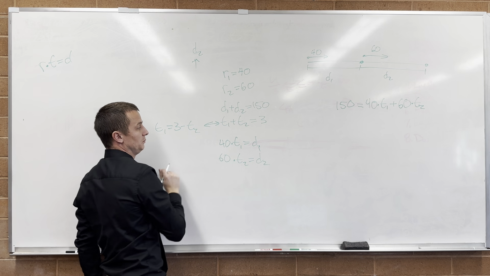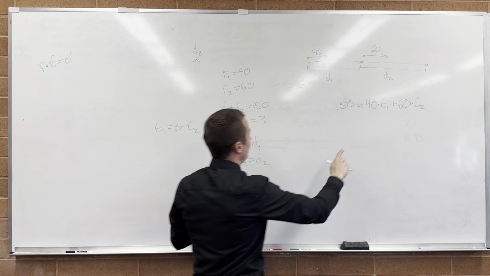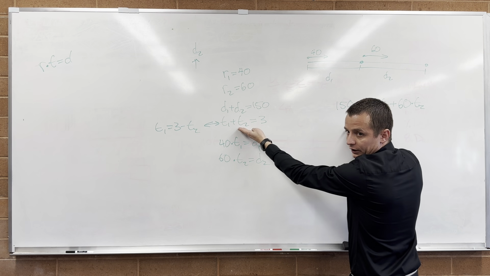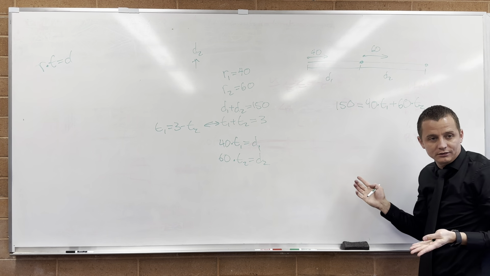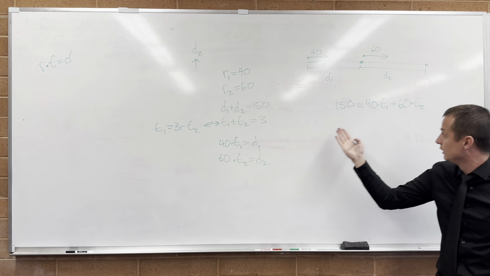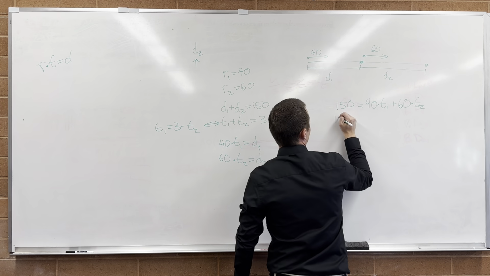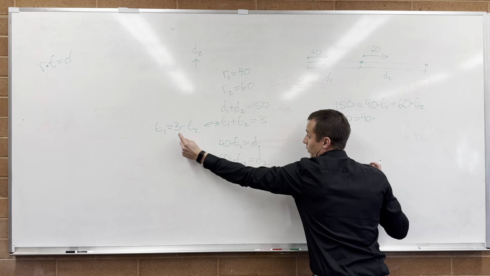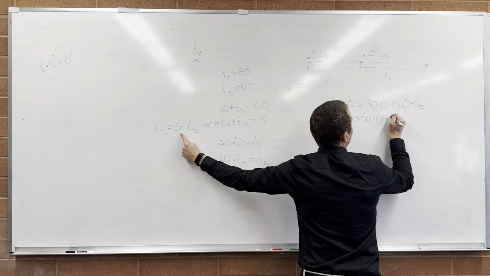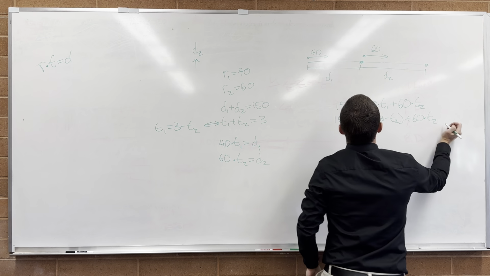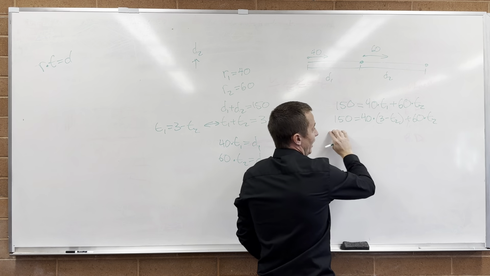These two equations say the same thing, right? Look, right here I have two equations, two unknowns. I solve for one variable in one equation, substitute that into the next. Same thing you always do. So I solve it for one of my variables, now I substitute it in here. So now I know 150 is equal to 40 times T1 plus 60 times T2. Now I have one equation with one variable. I just need to solve for T2.